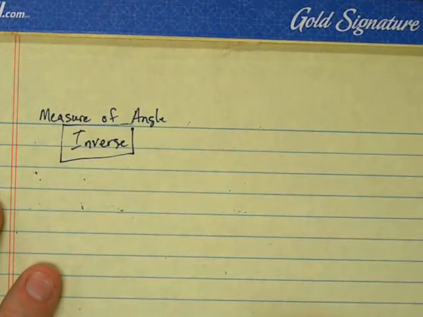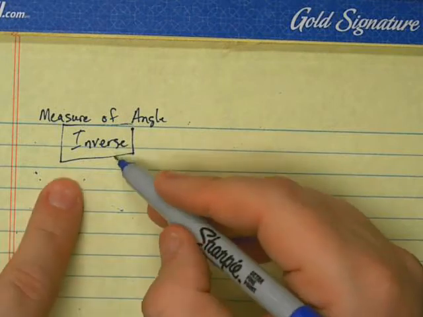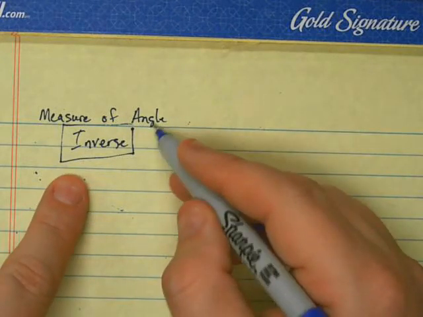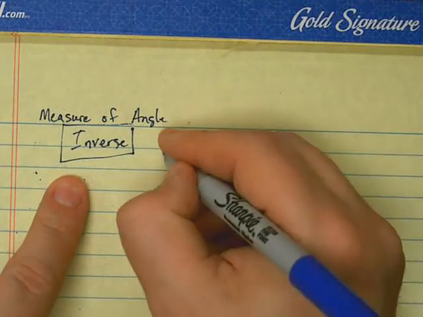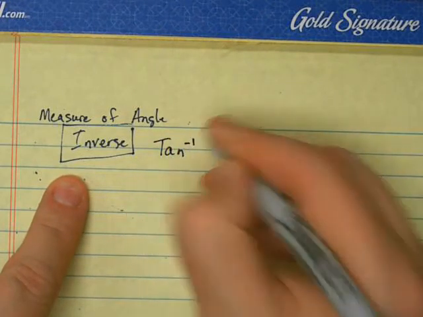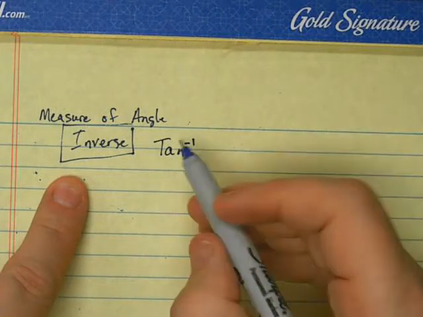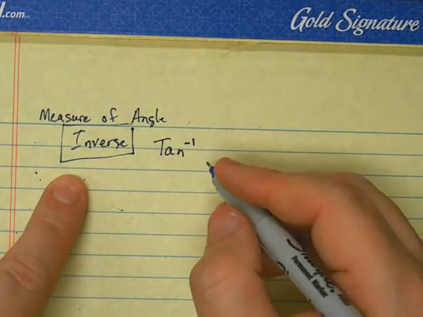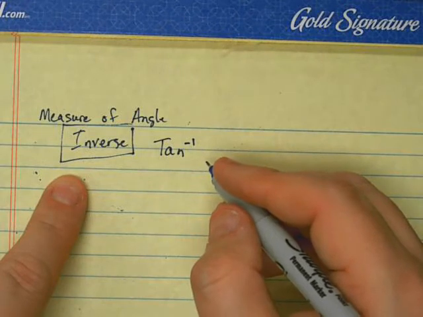Now that doesn't change whenever we go to sine and cosine. Anytime we're finding the measure of an angle, we need to use the inverse. Now how that looks on a tangent is it looks like that. It's tangent with a -1 power. That's called the inverse button. Got it? Now we're going to use that.